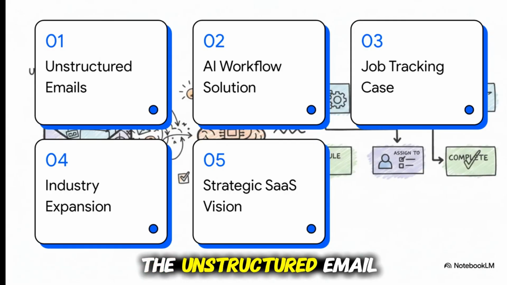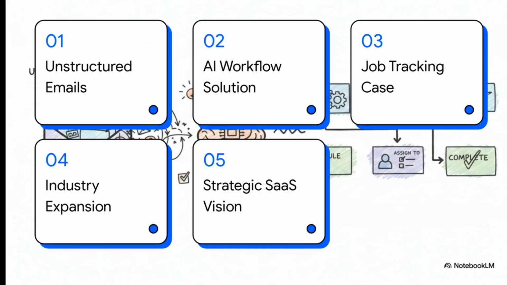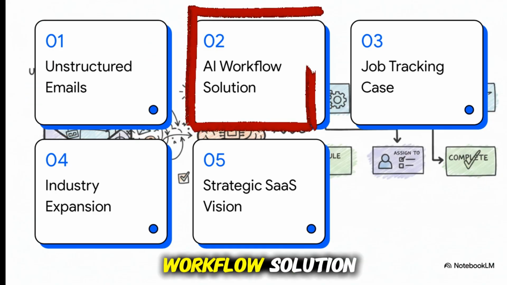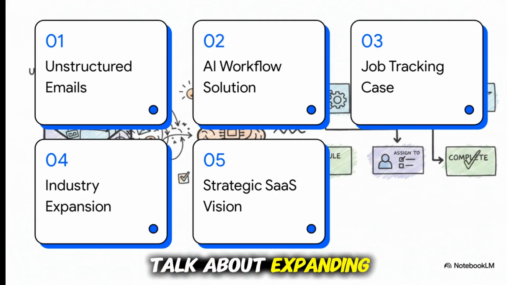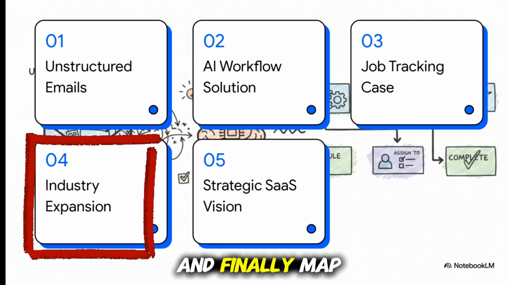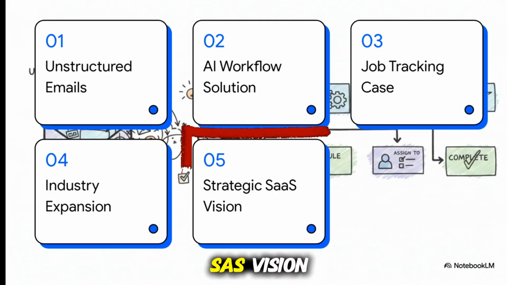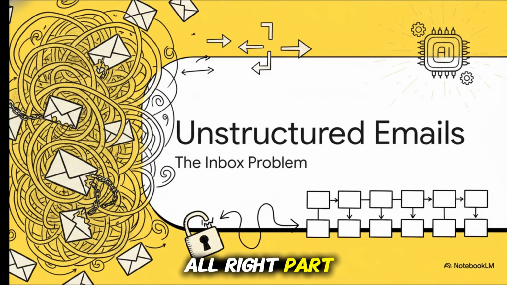We'll start with the unstructured email problem itself. Then we'll look at the AI workflow solution, dive into a real-world case study on job tracking, talk about expanding this across different industries, and finally, map out the strategic SaaS vision. All right, part 1. The unstructured email problem.